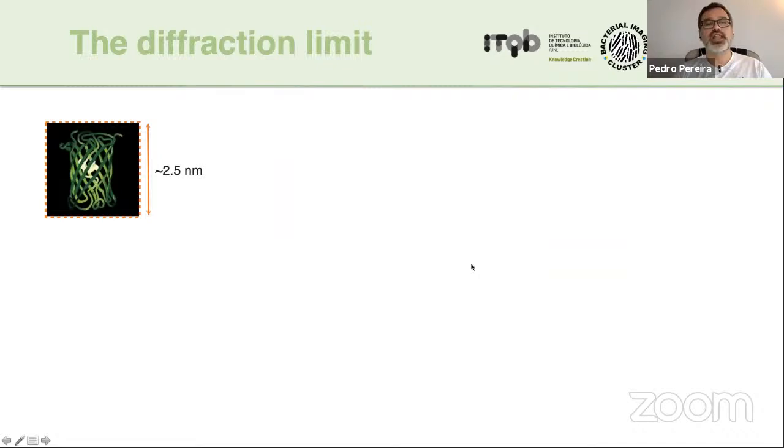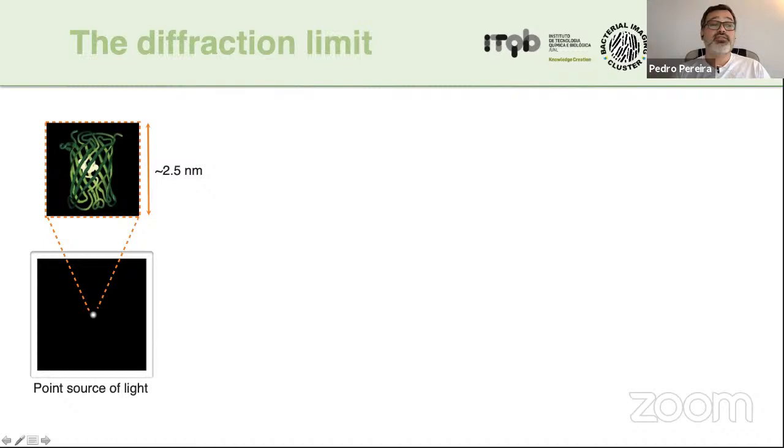Okay, so very quickly, diffraction limits. Davide went through this, so I'm going to go fast through this part, but I just want to give you a quick refresher. So imagine that you have a GFP molecule, which is 2.5 nanometers in size. If there was no diffraction limit, and in reality, if you could see it with the naked eye, you would see a point source of light that was 2.5 nanometers in size.